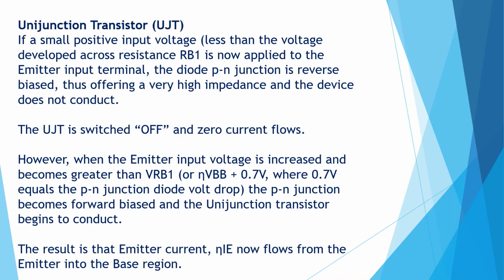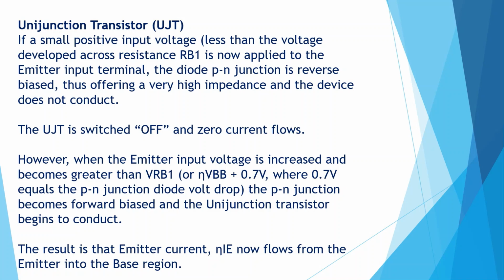So what we have learnt in the previous section is that a small positive input voltage, less than the voltage drop across RB1, is now applied to the emitter input terminal. See, less than the potential drop across RB1. The diode PN junction of course will be in reverse bias condition, thus offering a very high impedance, and therefore the device does not conduct. So we say the UJT is switched off and zero current flows in the UJT.